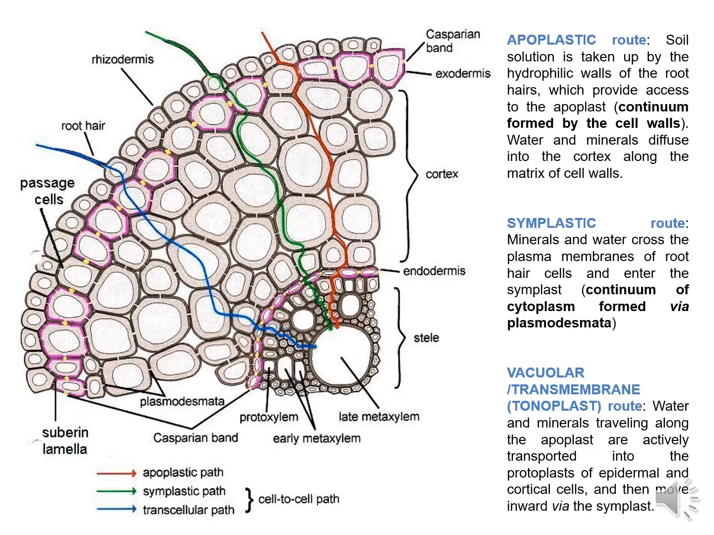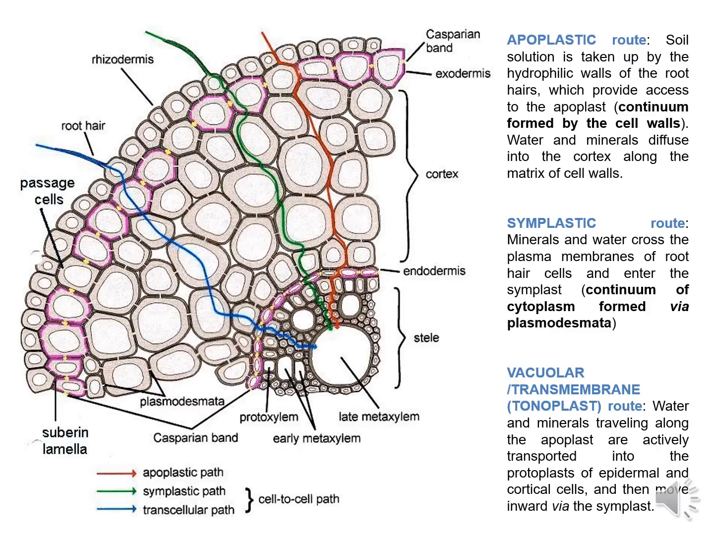The three routes that I've mentioned in the previous slide, which transport the water from the soil area into the xylem, are the apoplastic route, the symplastic route, and the vacuolar or transmembrane route. These routes conduct water movement in different ways.